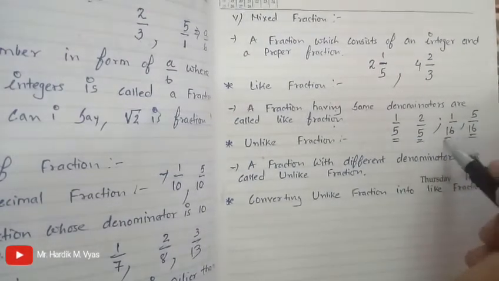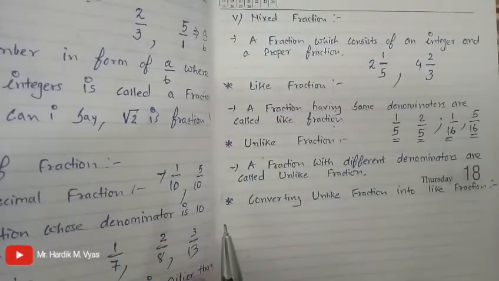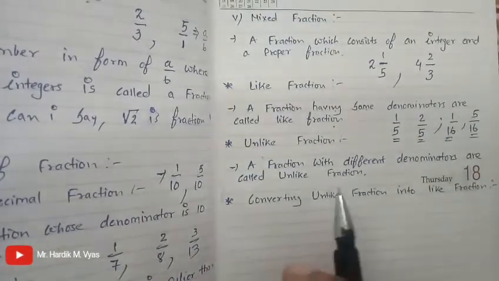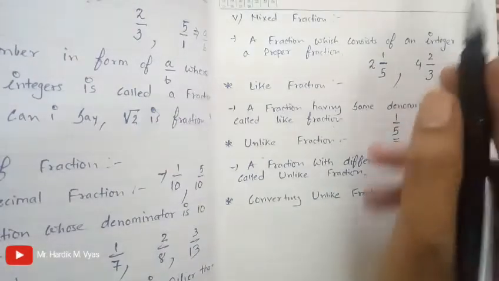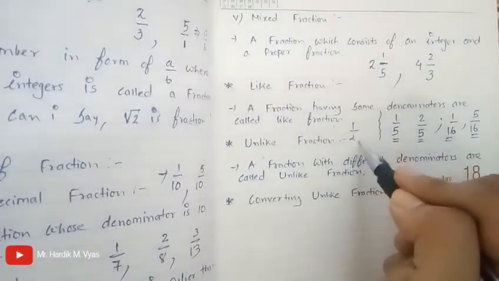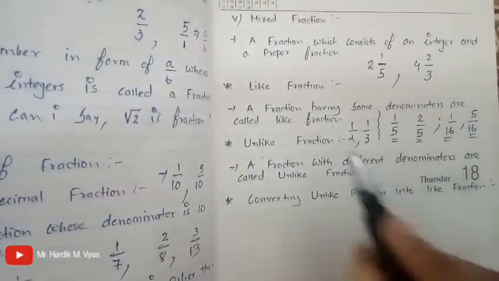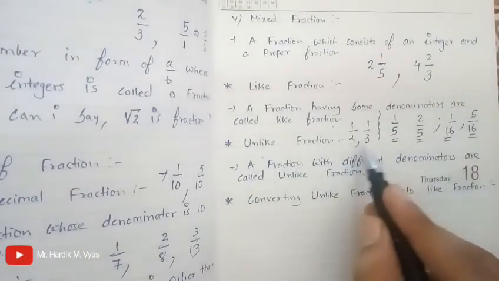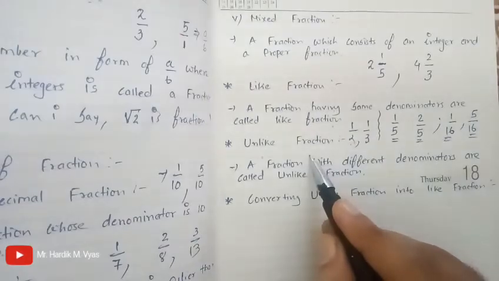So here you can see that the denominators are the same, so they are called like fractions. Whereas in unlike fractions, you can go with any numbers. If I say 1 upon 2 and 1 upon 3, clearly you can see that different denominators are there, that are called the unlike fractions.